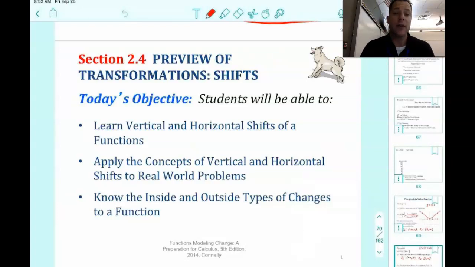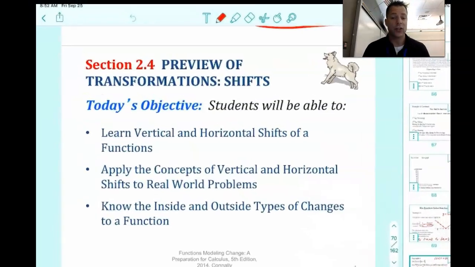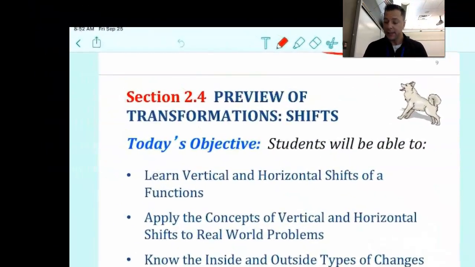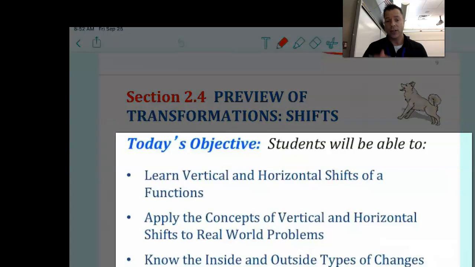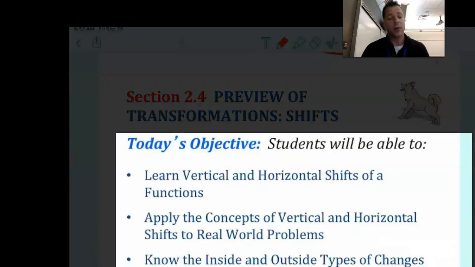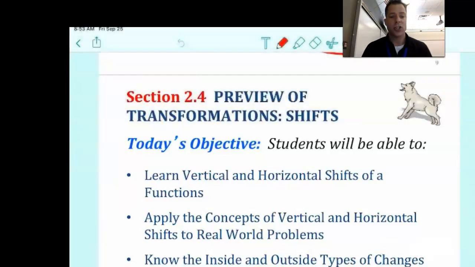This is a preview of transformation functions, and we're talking about shifting. Today, there are three objectives that we're looking at here. We're learning about vertical and horizontal shifts, moving up and down. We're going to apply these concepts to real-world problems, and we're going to know the inside and outside function types of changes to a function. So if we change the inside number or the outside number, what does that actually do to the meaning of our function? So let's go ahead and get started.